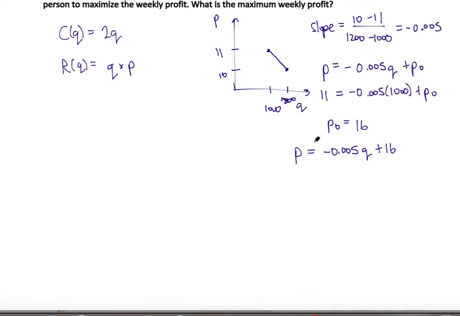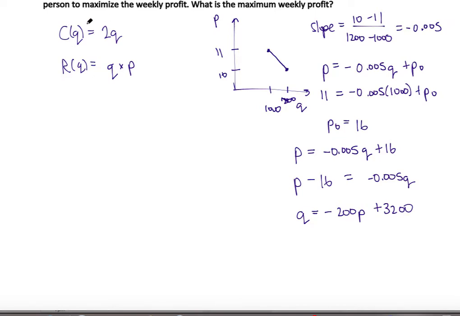So now we're going to need to turn this again into a quantity as a function of price. So I'm going to invert this. I'm going to solve for Q. So I'll do P minus 16 equals negative 0.005 times Q. And then I'm going to rearrange this, put Q on the other side, and divide everything by negative 0.005. And what we end up with is negative 200p plus 3,200. So this is our quantity as a function of price.